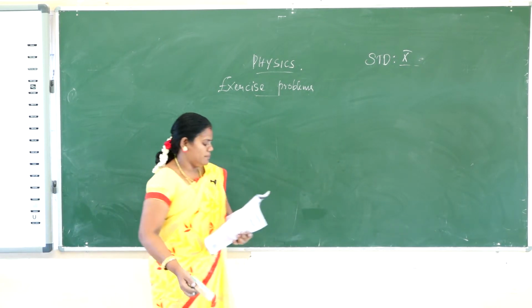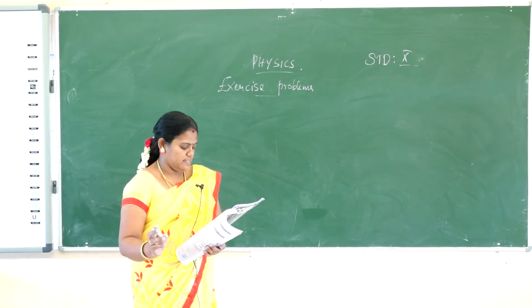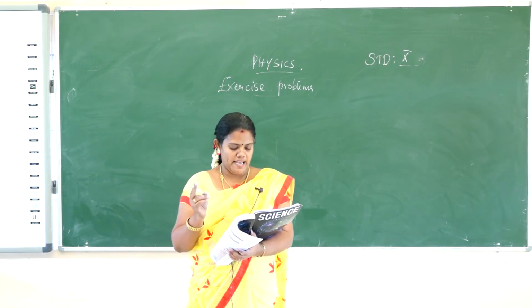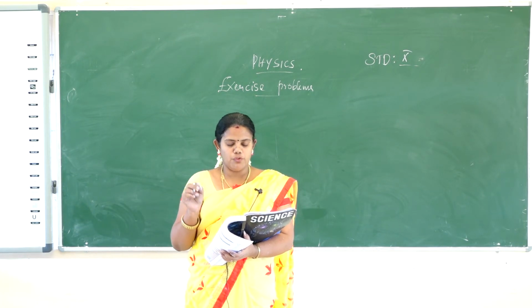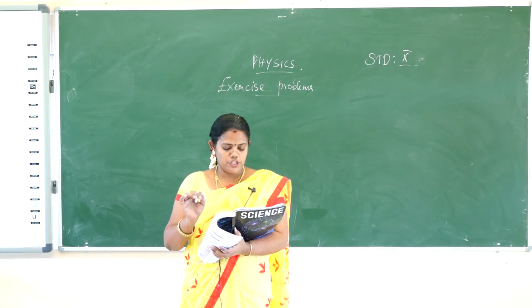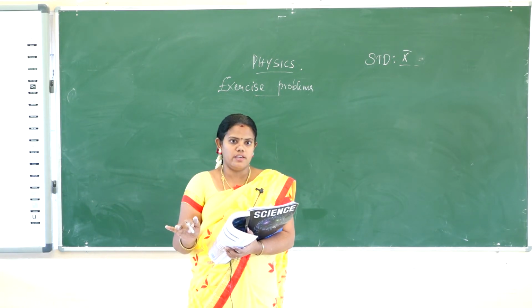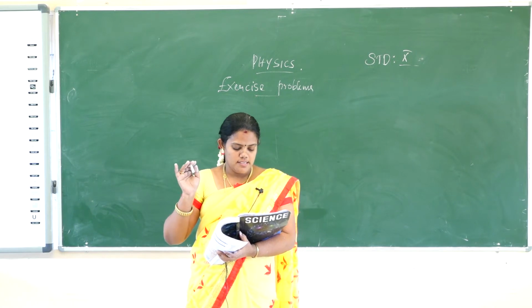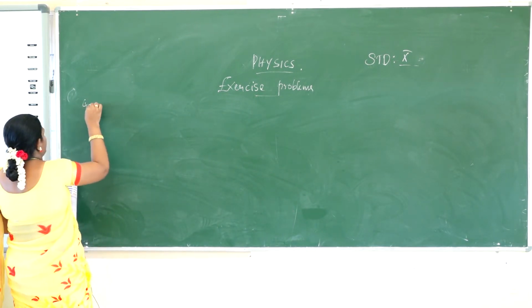What is the fourth problem? The ratio of masses of two planets is 2:3. The ratio of their radii is 4:7. Find the ratio of their acceleration due to gravity. Mass ratio is given, radius ratio is given, and we will find out the ratio of acceleration due to gravity. So what are the given values in the fourth problem?